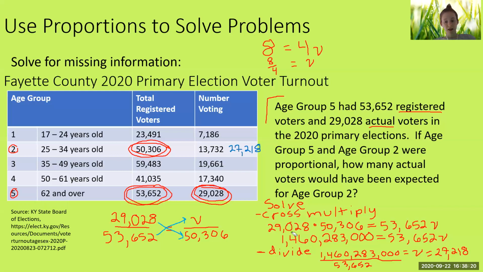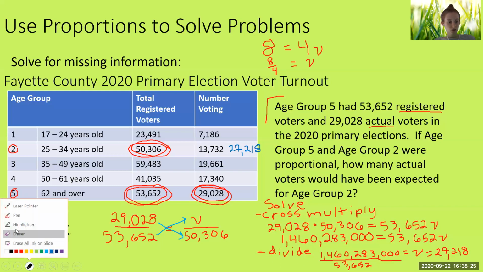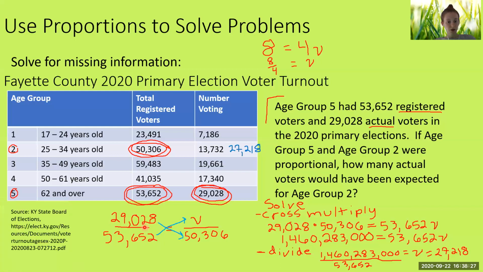So notice here, I have a lot of stuff written out here. However, essentially what we did was we cross multiplied where we could. So we did 29,028 times 50,306. We cross multiplied, and then we took that answer and we divided it by 53,652. We divided it by the number we hadn't used yet. So that is essentially the calculation. Cross multiply on the diagonal that has two numbers, and then divide by the number you haven't used yet.